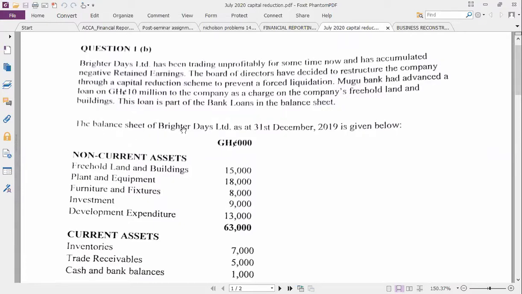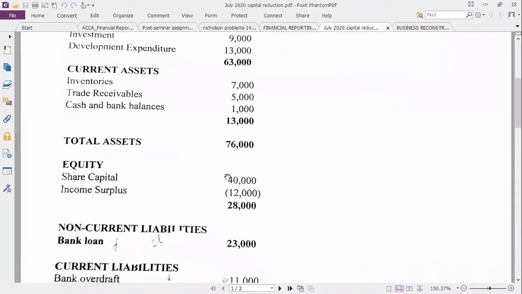The balance sheet of Brighter Days Limited as at 31st December 2019 is given below. What suggests that they are struggling? You go to the income support, it must be negative. Yes, this suggests that they are struggling.